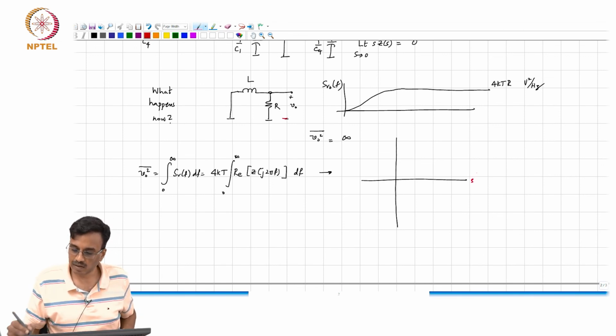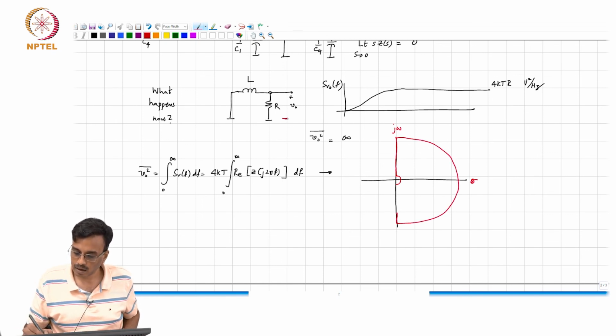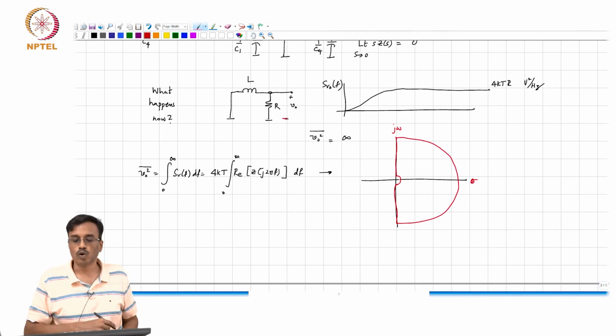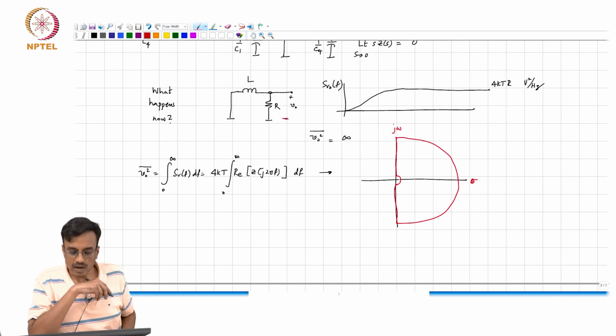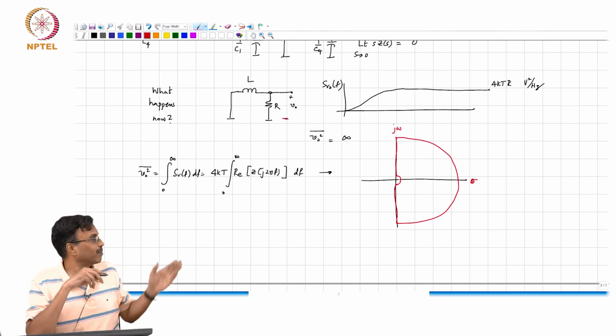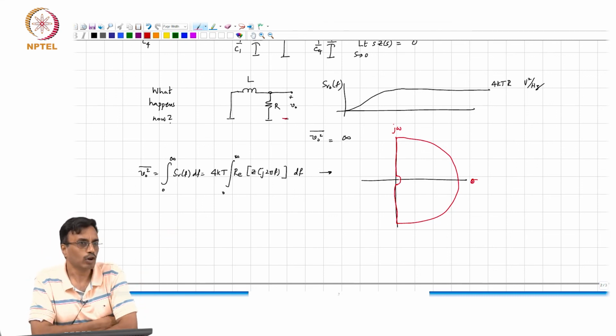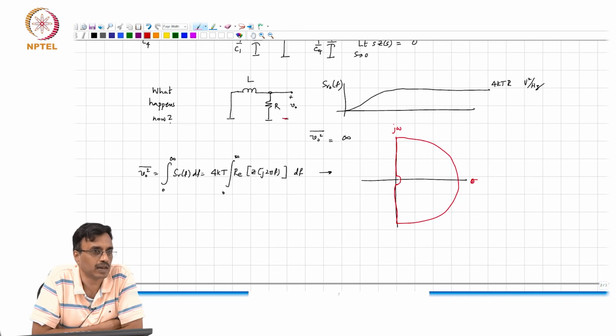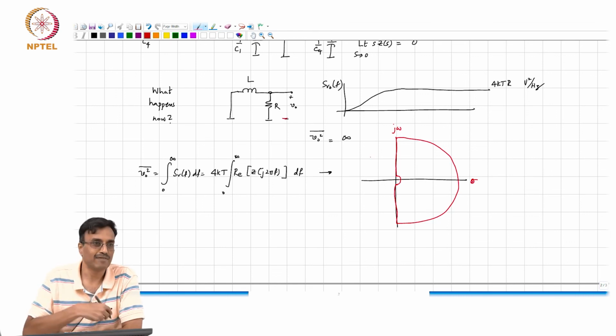This is the s plane, this is the sigma, and this is the j omega axis. So you take a contour like this and you integrate along a contour like that in the z plane. What comment can we make about the poles and zeros of Z? Let us say you have a passive impedance like this. What comment can we make about the poles of Z? Poles are in the left half plane.